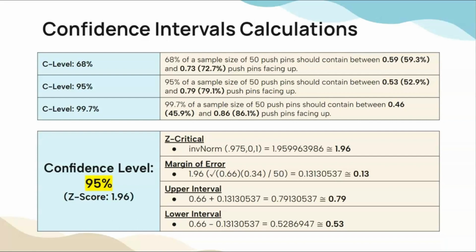And for confidence level 99.7%, a sample size of 50 push pins should contain between 45.9% and 86.1% push pins facing up.